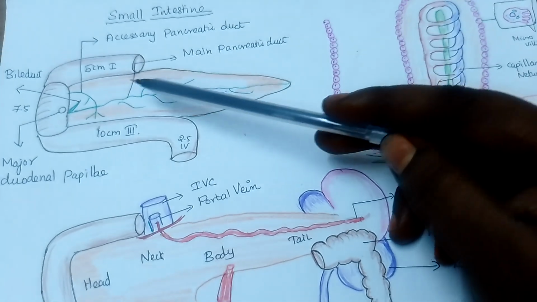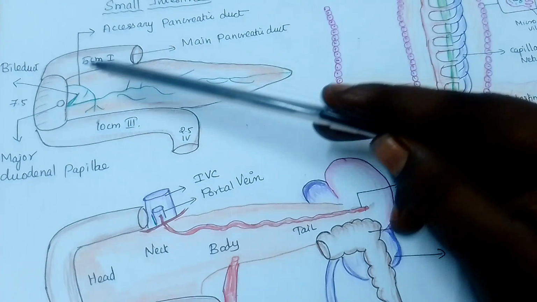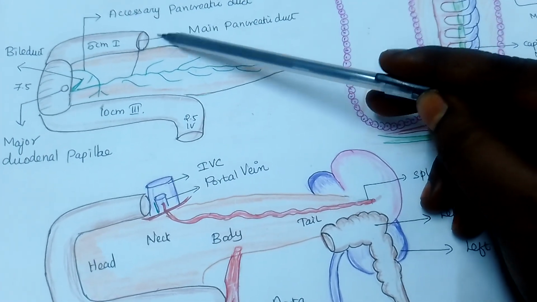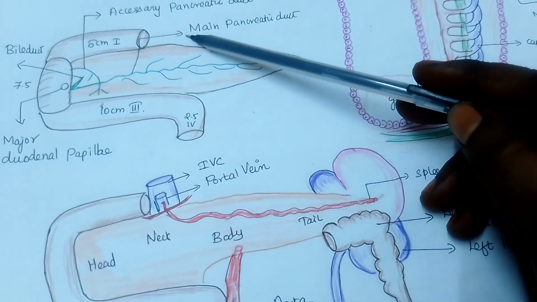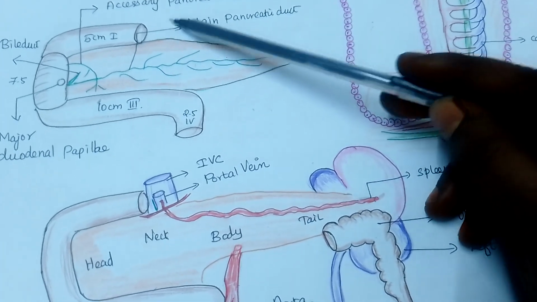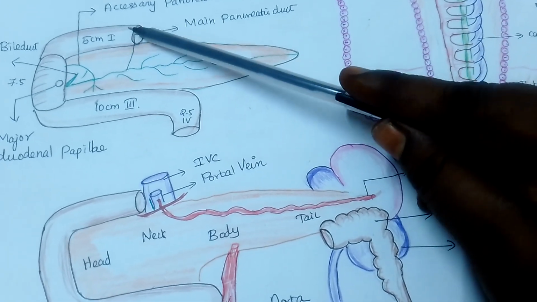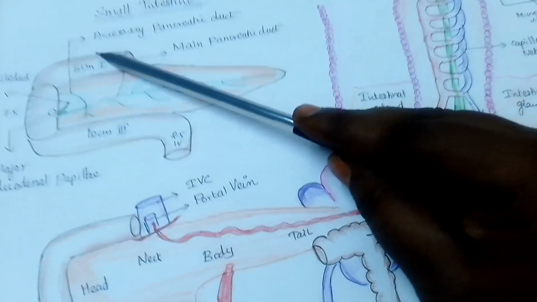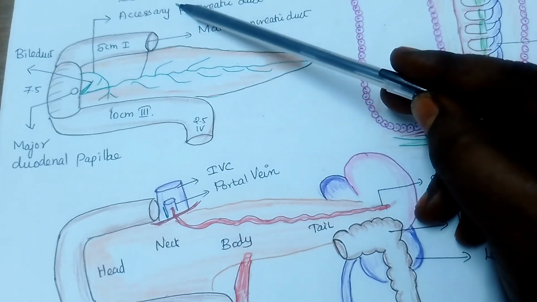The duodenum is about 25 centimeters. If you see, the duodenum is divided into part 1, part 2, part 3, part 4. Part 1 is nearly 5 centimeters and is present at the level of the L1 vertebral column. Anteriorly, it is related to the gallbladder. Okay. Anteriorly the gallbladder, and posteriorly the hepatic artery will be present.